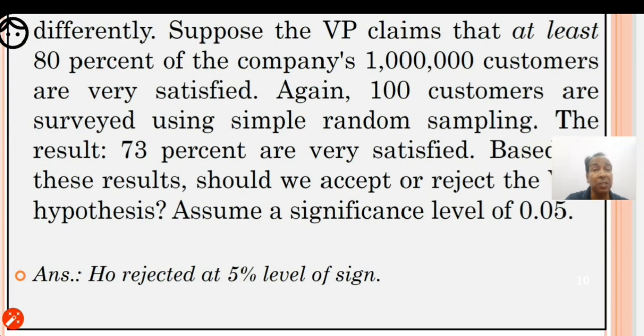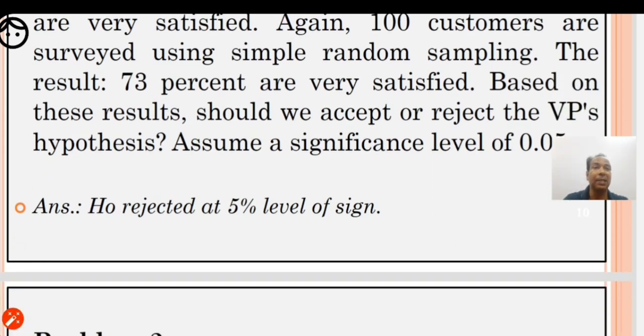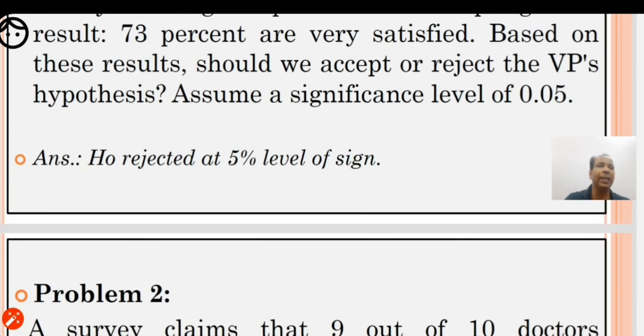Again, 100 customers are surveyed using simple random sampling. The results: 73% are very satisfied. Based on these results, should we accept or reject the vice president's claim? Assume a significance level of 5%. We will work this out.